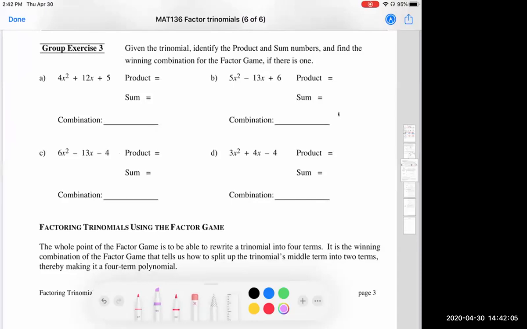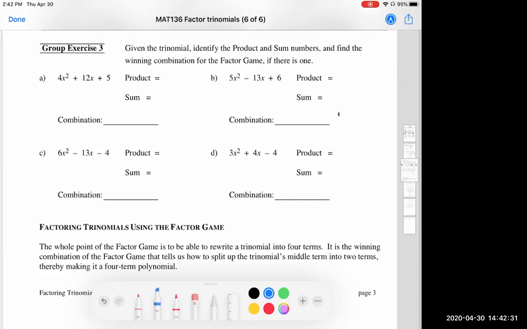All right, let's do exercise 3. All of this is to set you up for success in factoring. If you're a factoring pro, then this should feel pretty easy. If you're not a factoring pro, make sure you finish the remainder of this review. Given the trinomial, identify the product and sum numbers. Find the winning combination for the factor game if there is one.